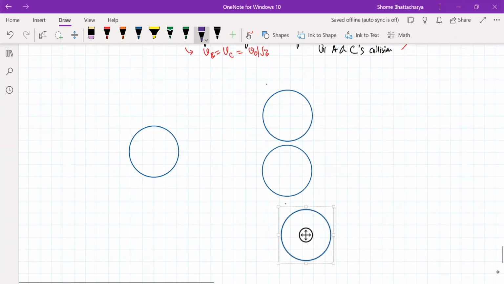Yeah, I mean, we'll get the answer in terms of V naught only. I'm not given a numerical value of V naught in this question, so we'll just get the answer in terms of V naught.